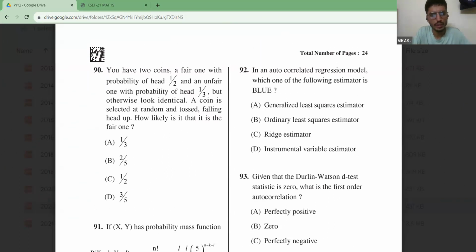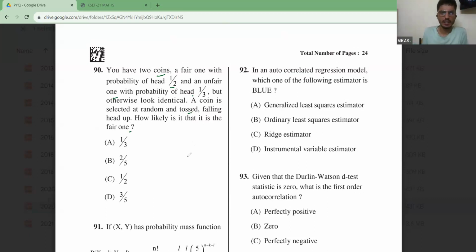If you have 2 coins, a fair one with probability of head 1 by 2 and an unfair one with probability of head 1 by 3, but otherwise look identical. A coin is selected at random and tossed, falling head up. How likely is it that it is the fair one?